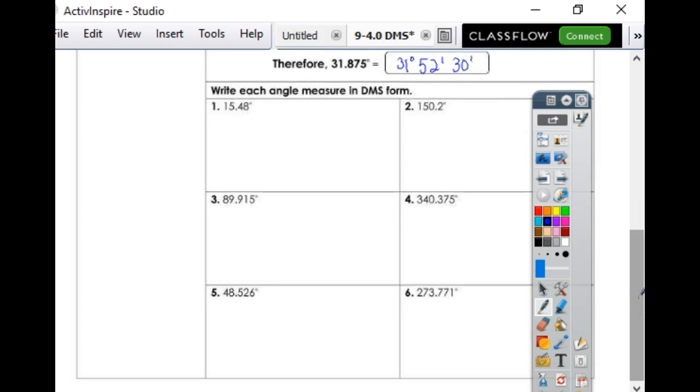Okay, so we're going to do 3 and 5 together. First, I want to get this in degrees, minutes, seconds. So I'm going to take 0.915, and what am I going to multiply by? If I multiply by 60, I get 54.9, and this is my minutes. The whole number is my minutes, so what do I do with the 0.9? 0.9 times 60.